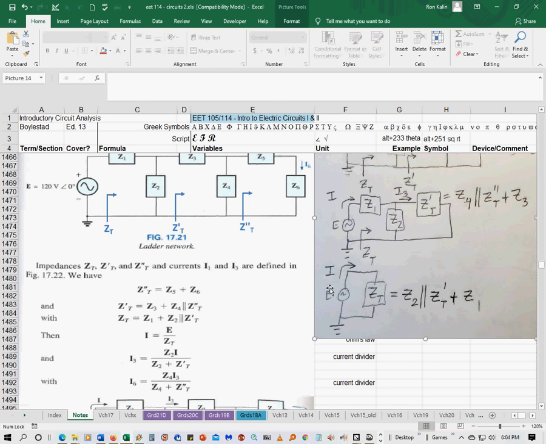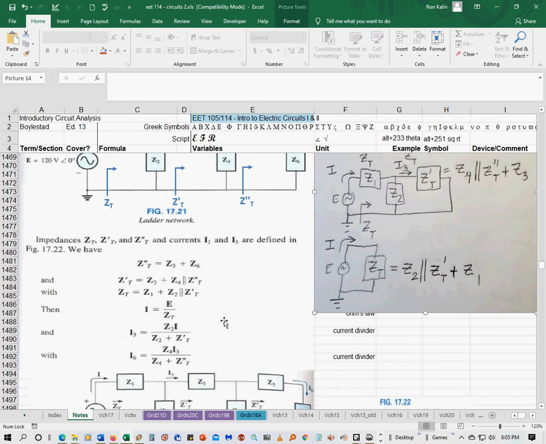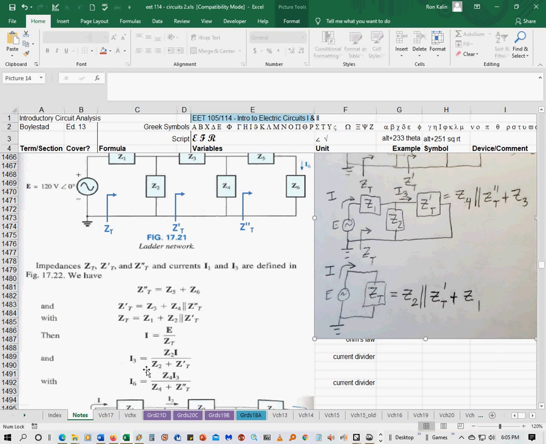And then what you do is you find I by using Ohm's law, E divided by ZT. And then you use the current divider. Okay, you're going backwards now. We're going to go back up the page so you know what I is. And then I comes into this junction right here. It goes down through Z2, which I would call I2. And then I3 goes through Z prime T like that through this leg.